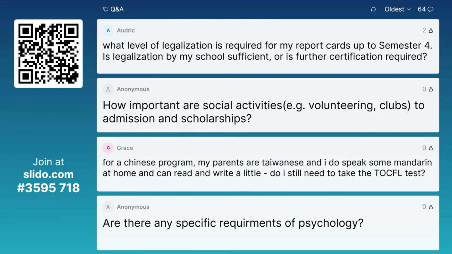For the legalization, you will have to check the OCAC website, where there is a list for each area. If your high school is on the list, then you don't have to do anything about the legalization. But if your high school is not on the list, you will have to go to the Taiwan overseas mission to do the legalization for your transcript and graduation certificate.